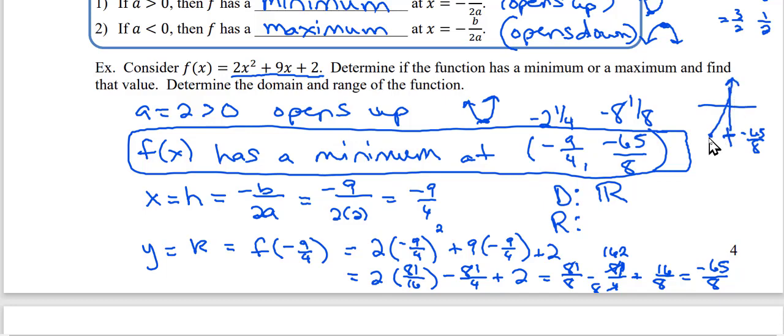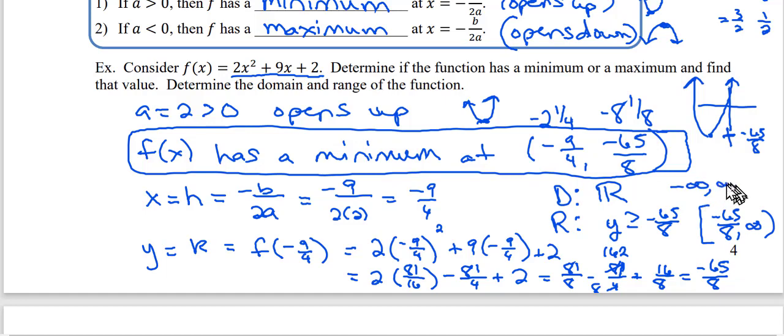So whatever it looks like. I'm just sort of in a rough sketch here because it doesn't really matter. What matters is that negative 65 over 8 is the smallest y value. So y has to be greater than or equal to that number. In interval notation, it would be negative 65 over 8 to infinity, bracket on the negative 65 over 8. We always use a parentheses on infinity or negative infinity. So that's our range. By the way, if you're looking for interval notation for all real numbers, negative infinity to infinity.